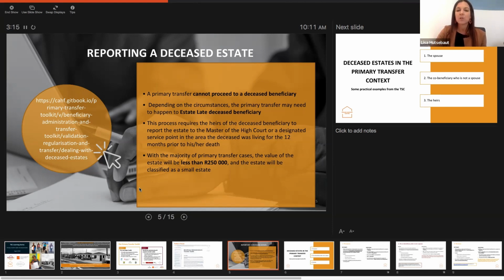And what we're going to look at is some specific examples and specific scenarios of where a deceased estate might be relevant with a primary transfer. I don't know if people want me to go into a deep dive on how a deceased estate is actually reported. Could we maybe have a quick comment in the chat or a quick show of hands if anybody specifically wants me to go through the process in detail, or if that process is quite understood.